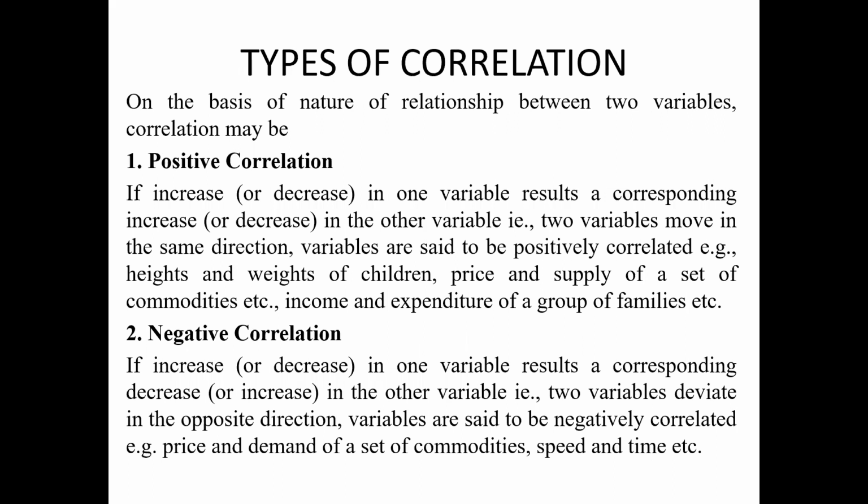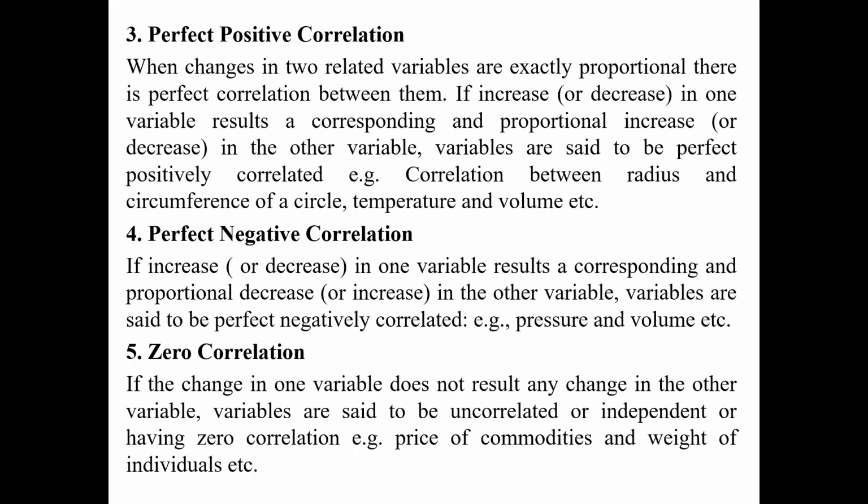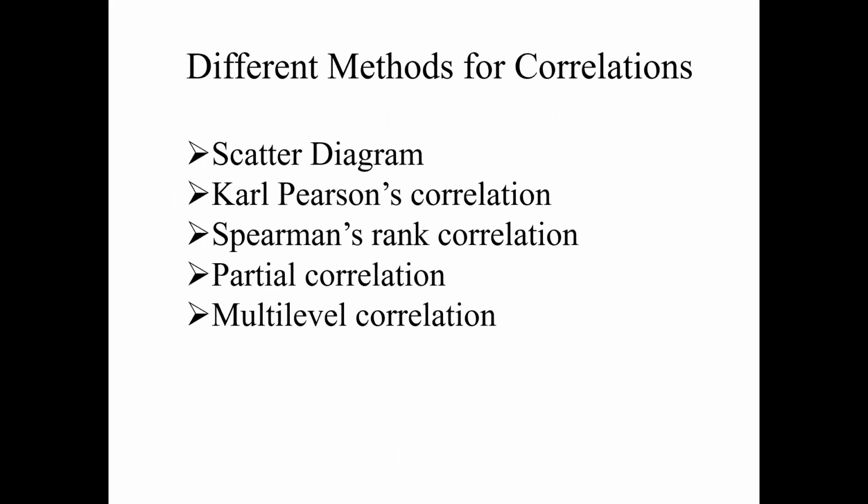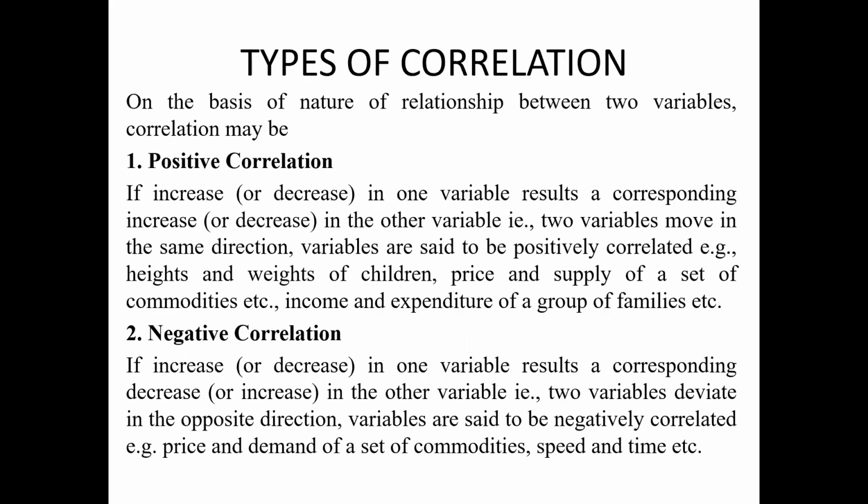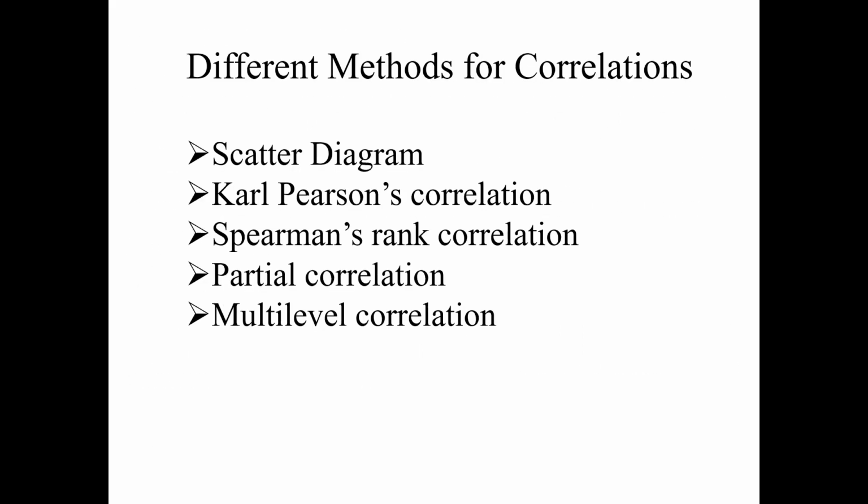Types of correlation. There are a few types of correlation: positive correlation, negative correlation, then perfect positive correlation, perfect negative correlation, and zero correlation. These are the types of correlation. All these types of correlation can be discussed with one of the measures, which is the basic method used to represent the relation between two variables, that is, scatter diagram.